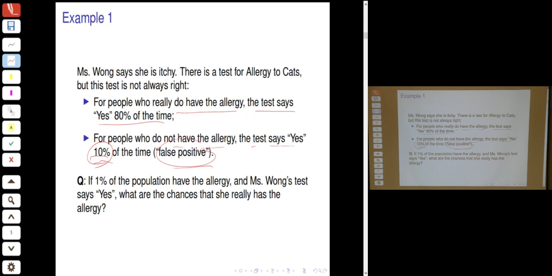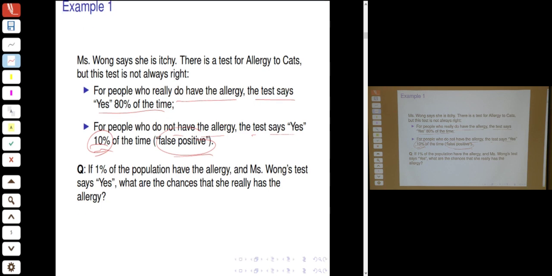And the other case is the bad case, which is what we want to rule out, which is the case that Miss Wong actually doesn't have the allergy, but the test is reporting it wrongly as the existence of an allergy. So in other words, it's a false positive. Okay. So let's do that.